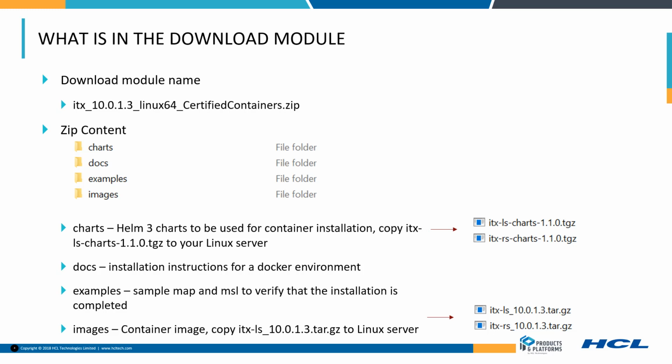The current version is 10.0.1.3. Check with support for the latest version. Download the file into your Windows environment. Unzip them to a new folder. There are 4 subfolders. The charts folder contains the HELM3 charts. The docs folder contains installation instruction in a Docker environment. The examples folder contains the map to perform installation verification. The image folder contains 2 content images, one for REST API and the other one for the launcher. Other than the docs folder, you should copy the other ones to your Linux server.